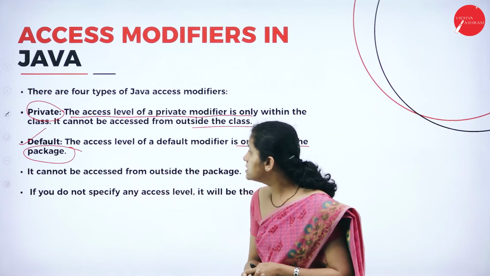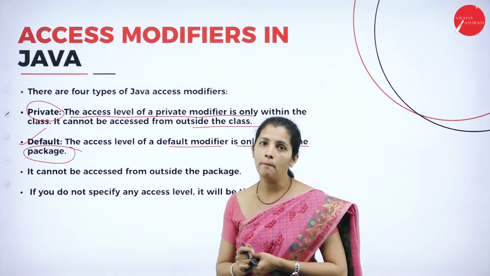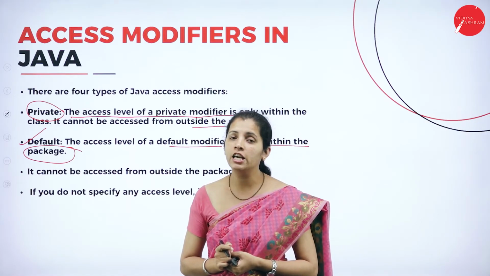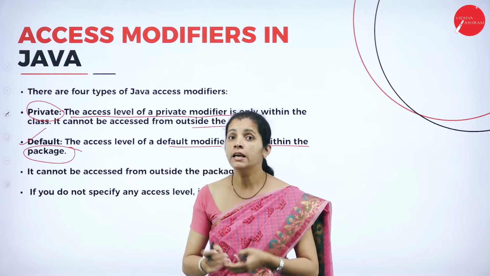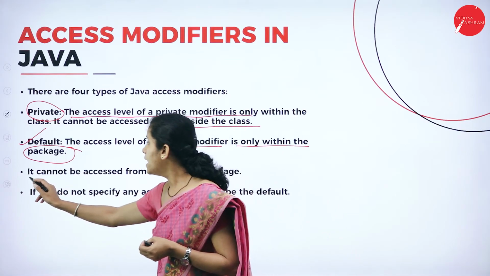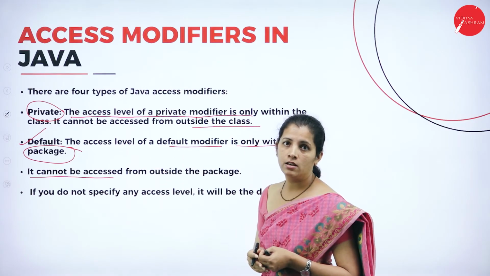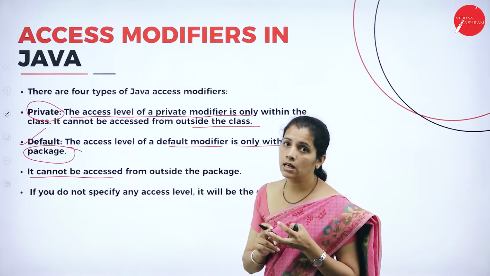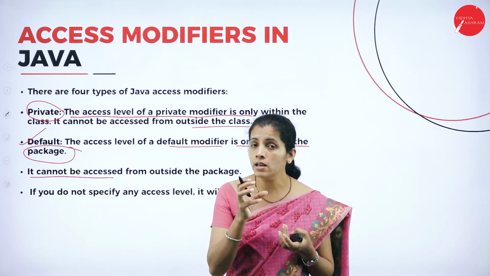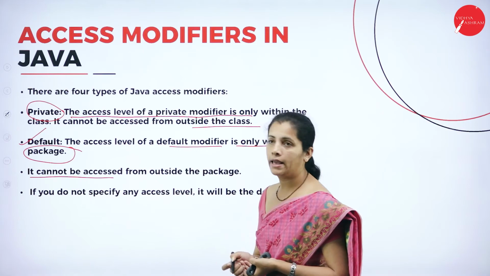Now, the access level of a default modifier is only within the package. That means a user can create their own package, and it is called a user defined package. In that case, we are going to use the default access modifier, and it cannot be accessed from outside the package. Whatever methods, classes, constructors or fields we define in the package cannot be accessed outside the package.